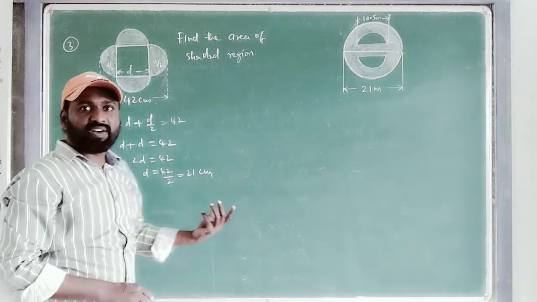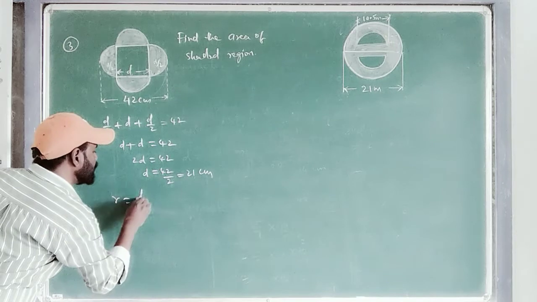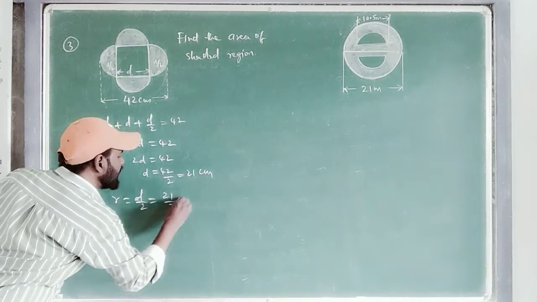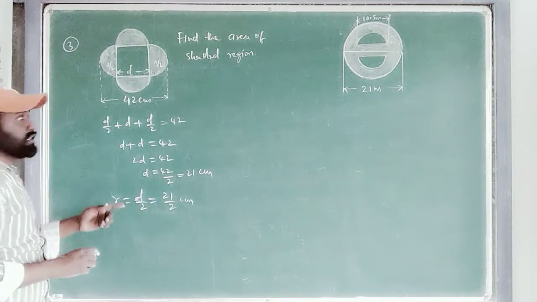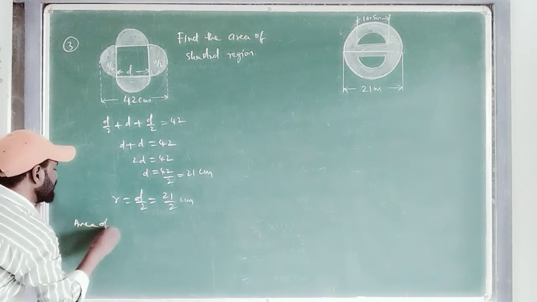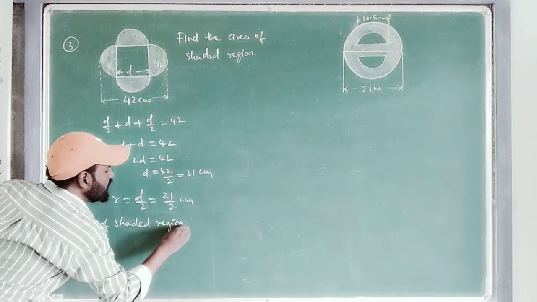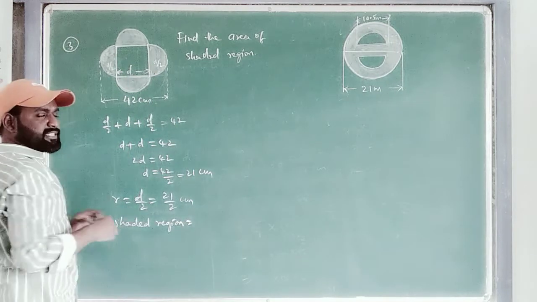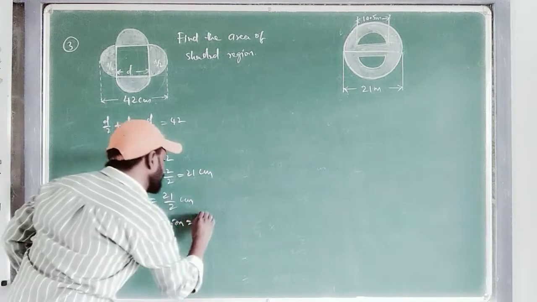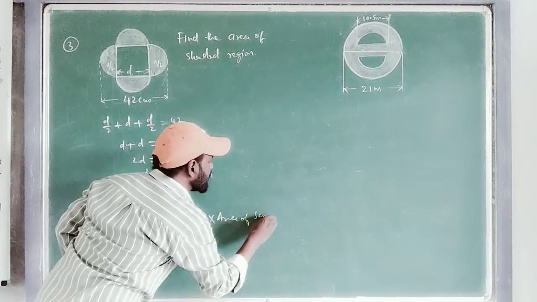So from that we can find the radius. Radius r is equal to D by 2. So 21 by 2 centimeter, this is the radius. Now the shaded region, area of shaded region is equal to how many semicircles are there? 4 semicircles. So 4 into area of semicircle.